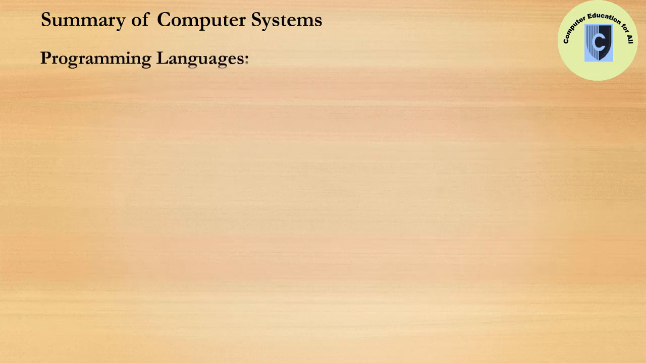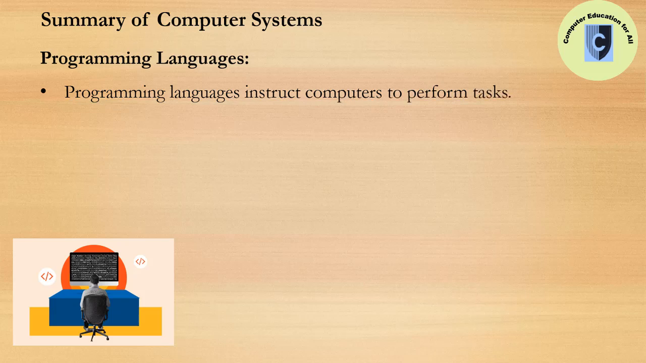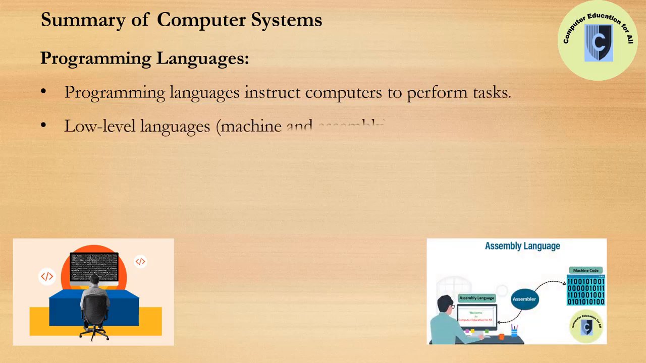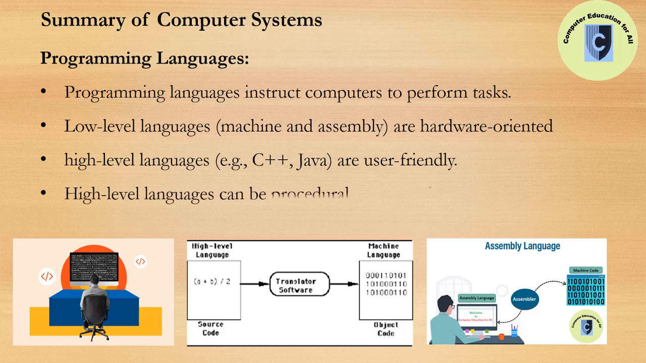Programming languages. Programming languages instruct computers to perform tasks. Low-level languages, machine and assembly, are hardware-oriented, while high-level languages, C++ and Java, are user-friendly. High-level languages can be procedural, structured, or object-oriented.